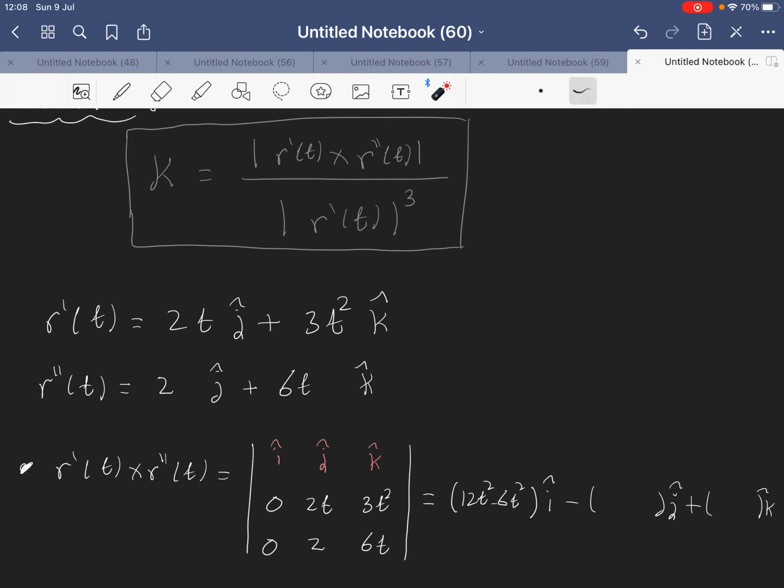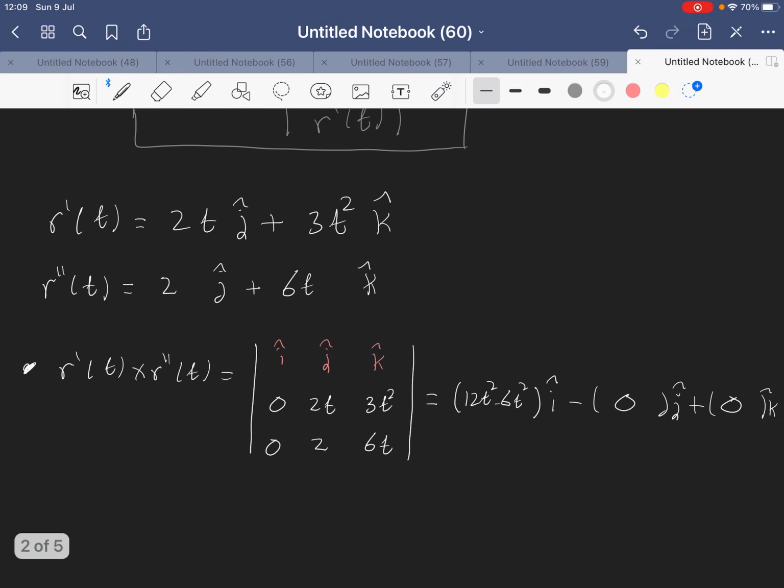How do we find the number in front of j? We cancel the column of j, the row of j, and we find the determinant of whatever remains, because this is 0. 0 times anything is 0, minus 3t squared times 0. Again, this will be 0. So there will be nothing in the direction of j. And finally, for the k, we get the same situation, 0 minus 0. So again, we get 0. And the final answer will be 6t squared i.